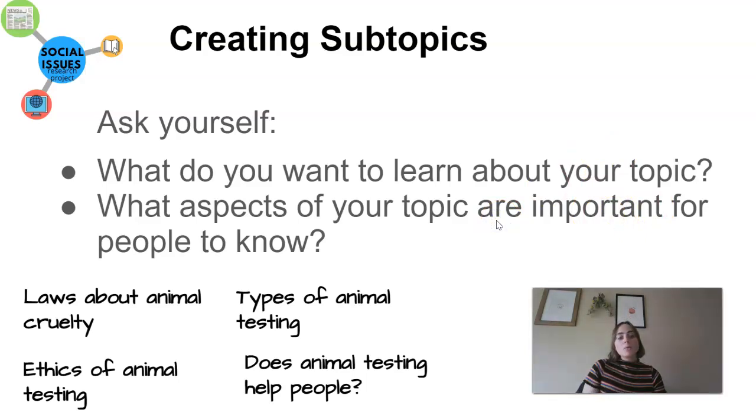For example, if our topic was animal testing, we might think that it's really important for people to know about the laws about animal cruelty, the different types of animal testing. We might want people to understand whether or not animal testing can help people. So these are some good subtopics for you to have in mind.